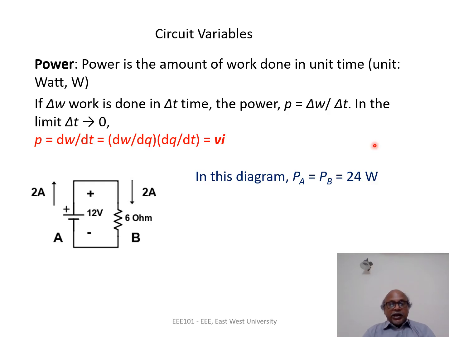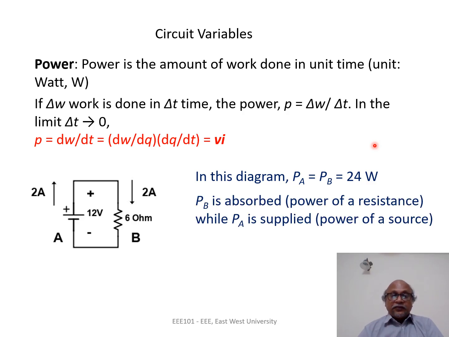However, the nature of these two powers is not the same. In case of resistance, the element B is absorbing power. A resistance cannot supply power. A resistance can only absorb power. So we know that PB power is absorbed. However, a battery supplies power. So the power of the battery is 24 watt, but this is supplied. So both 24 watts, but one power is absorbed and the other power is supplied.